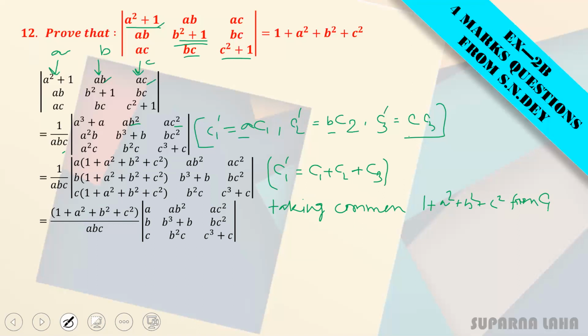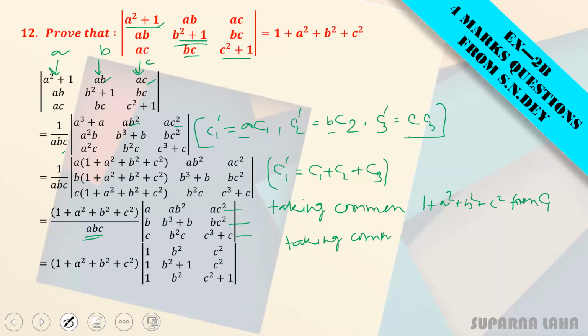For this first row, you can take common a b square, ac square. So you can take common a. For the second row, you can take common b. For the third row, you can take common c. So what happens if we take common this a, b and c, this abc will get cancelled. So take common this abc. So taking common a from R1, B from R2, and C from R3.